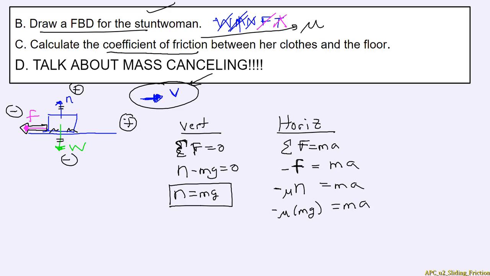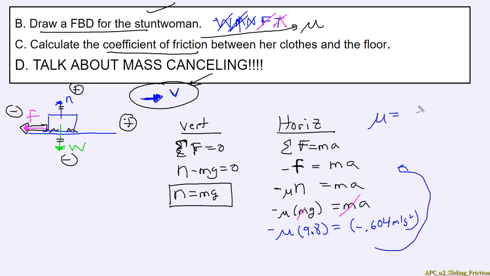So minus mu times g. Again, g is positive 9.8. You don't want to hit a minus sign in there. G is positive 9.8. But a, remember from our previous work, you want to be consistent with those pluses and minuses across the different parts of the problem. A was negative, which is good because we never want mu to have a sign. It's just a coefficient. Mu should not have sign or units. So mu is equal to 0.604 meters per second squared over 9.8 meters per second squared. Yay, it's dimensionless. 0.062.